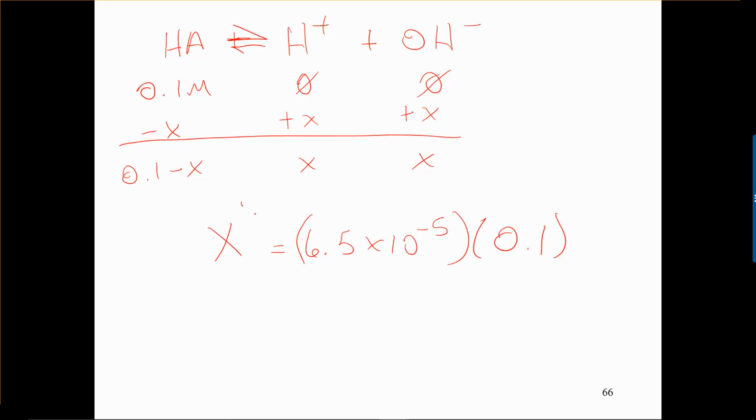So if X squared equals this, okay? X squared equals 6.5 times 10 to the negative 5 times 0.1. Then I take the square root of both sides, and X equals what? 0.00255. Okay, so this is what my X is equal to.